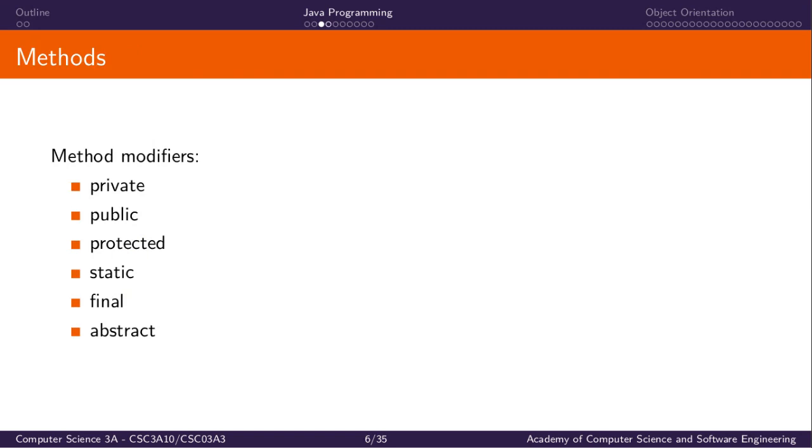Then method modifiers. These work pretty similarly to those for variables. If we say that one is private, then again, that means that only code within that class can access it. If it's public, any code can access it. If it's protected, only subclasses and classes within that package. If it's static, there's a single version of that method. It belongs, or rather a single instance of that method, it belongs to our entire class and not a specific instance of that class.